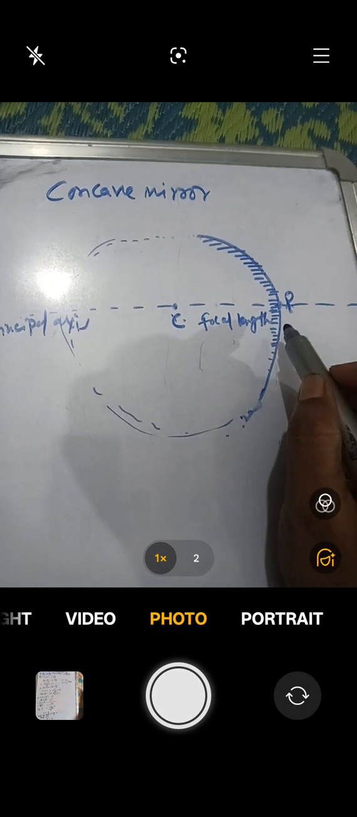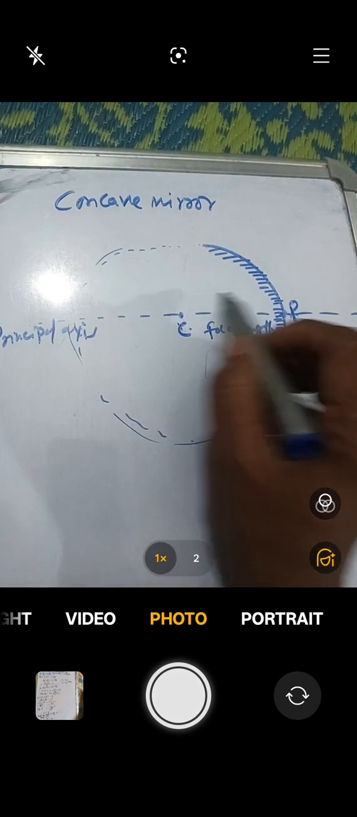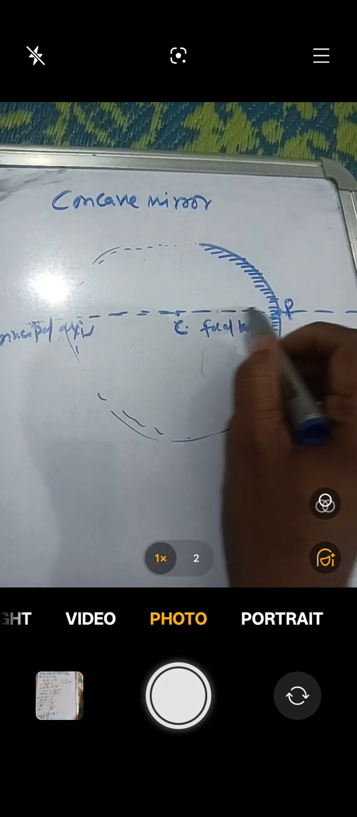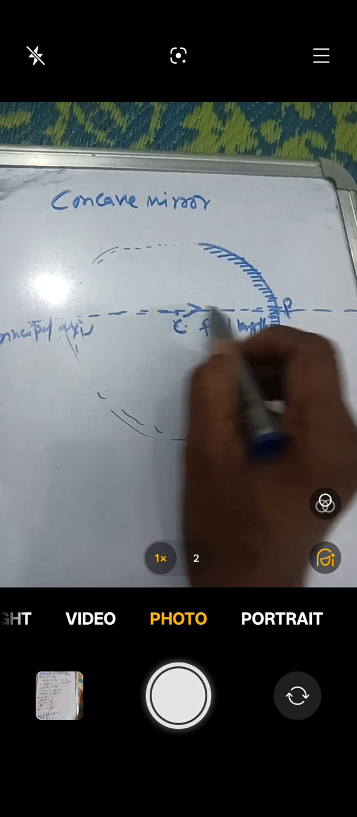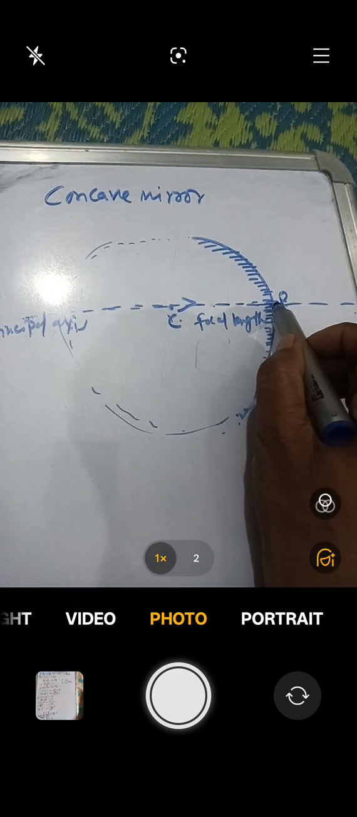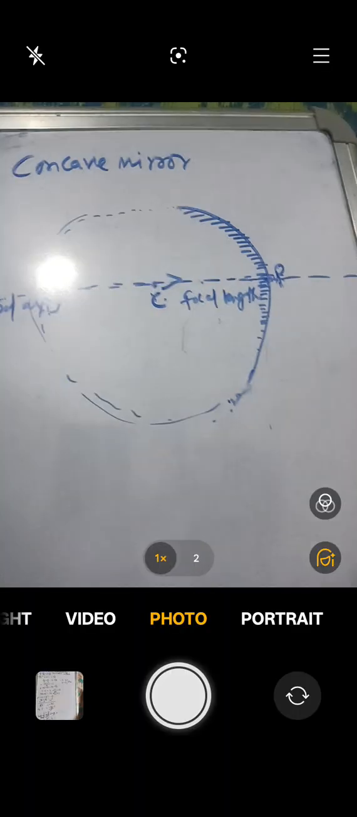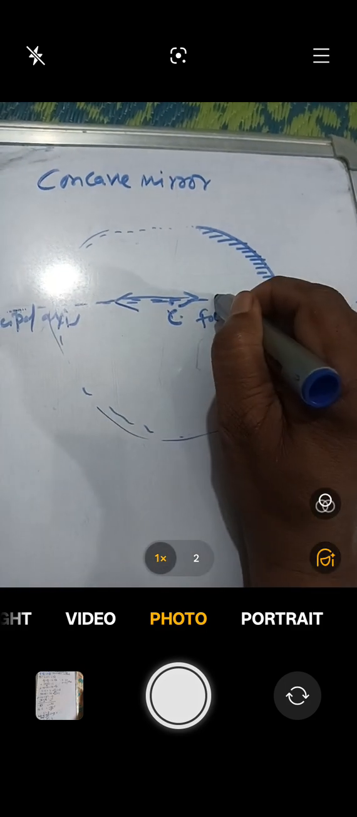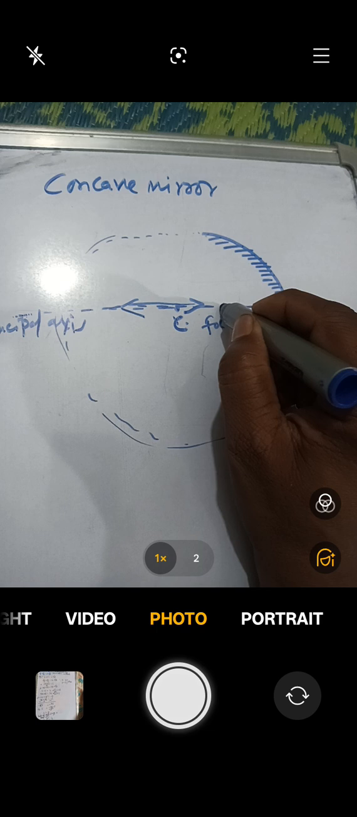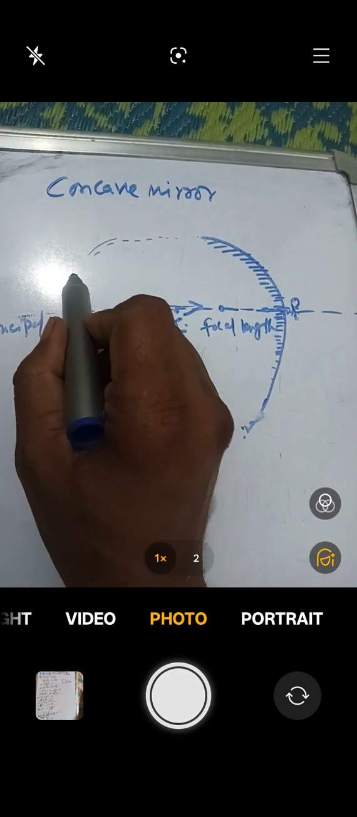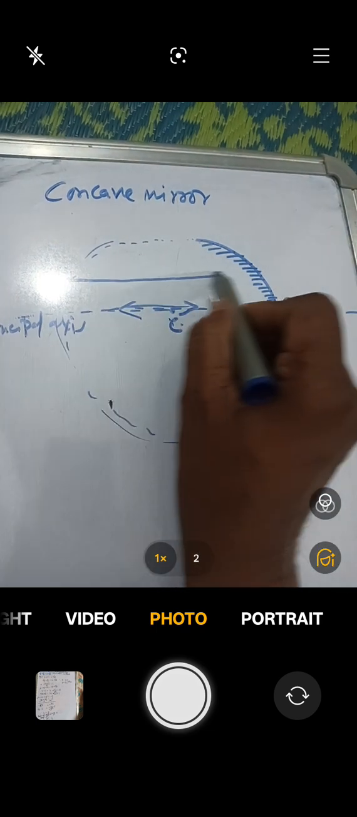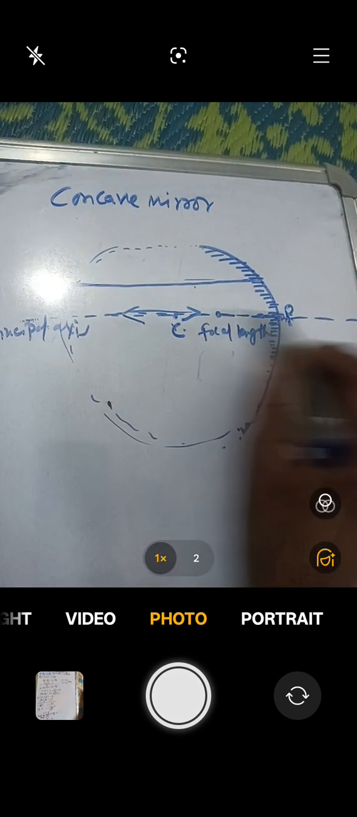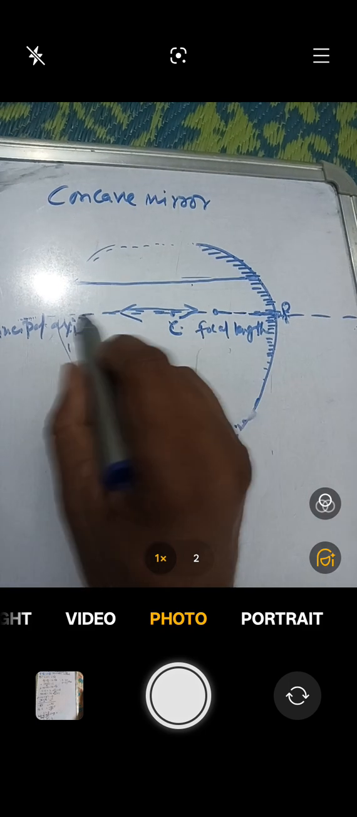Now what happens? Suppose there is a ray of light falling on the concave mirror as an incident ray. It is reflected back in the same direction. Now suppose we have another incident ray falling on the mirror which is parallel to the principal axis, or to the initial incident ray.